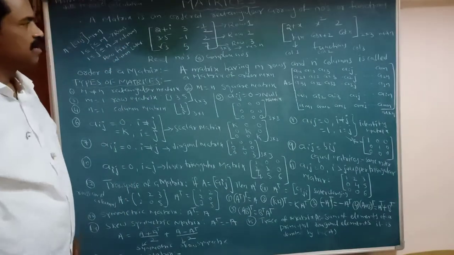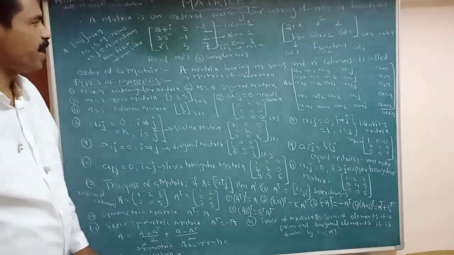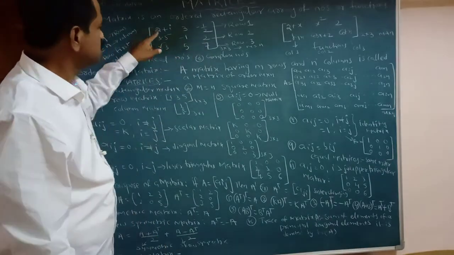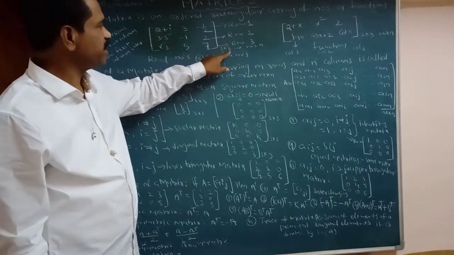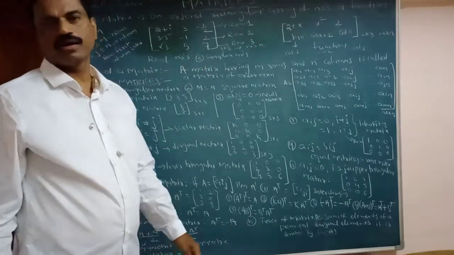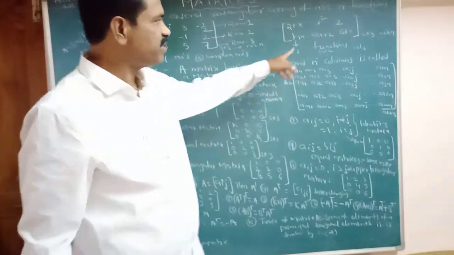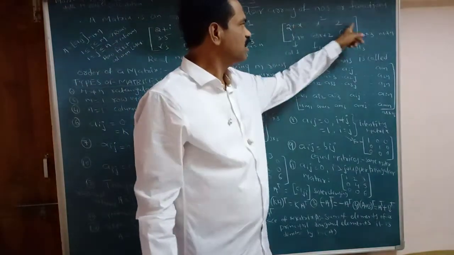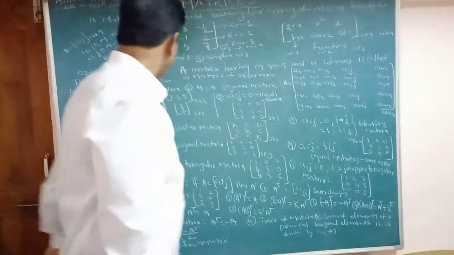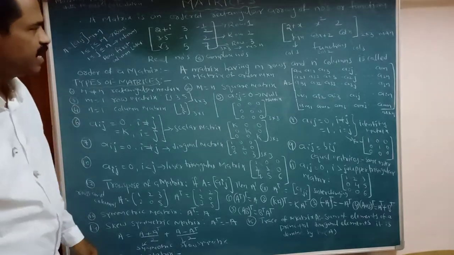Types of matrices. If M equal to N, that means a 3 by 3 matrix, with 3 rows and 3 columns, then it is called a square matrix. If M is not equal to N, for example 2 rows and 3 columns, then it is called a rectangular matrix.